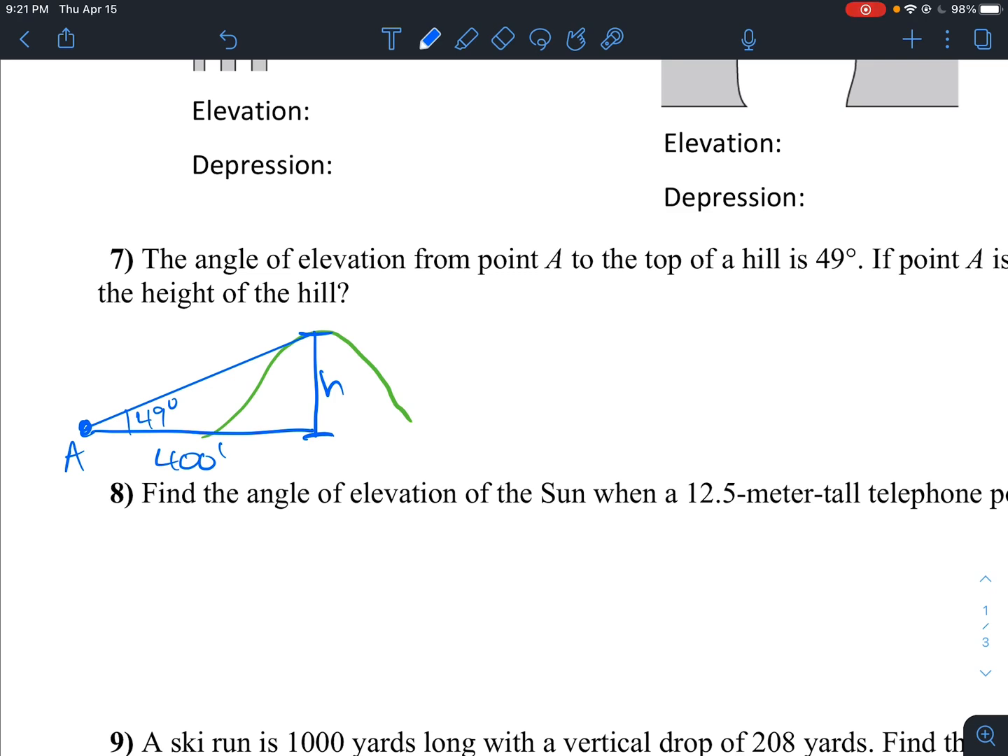So I can set up a trigonometric function with one unknown variable to solve for. In this case, I'm trying to solve for h. Now, h is the opposite side to angle 49, our angle of elevation, and this length here, from point A to the base of the hill, is our adjacent side. So we'd want to use a tangent ratio. We could say the tangent of 49 is equal to the height of the hill divided by 400. Then from here, just multiply by 400 on both sides. So 400 times tangent of 49 is equal to the height of the hill.